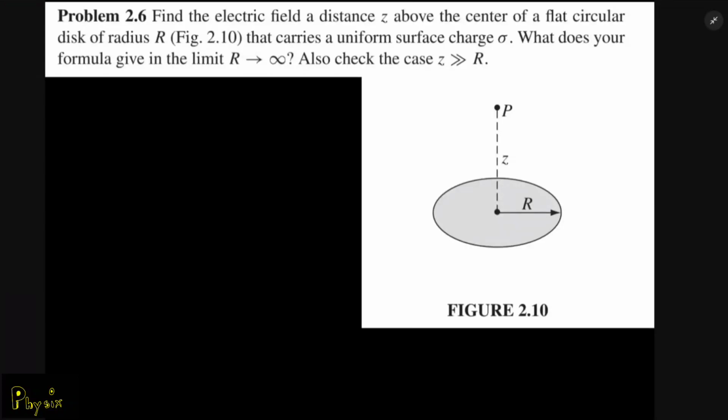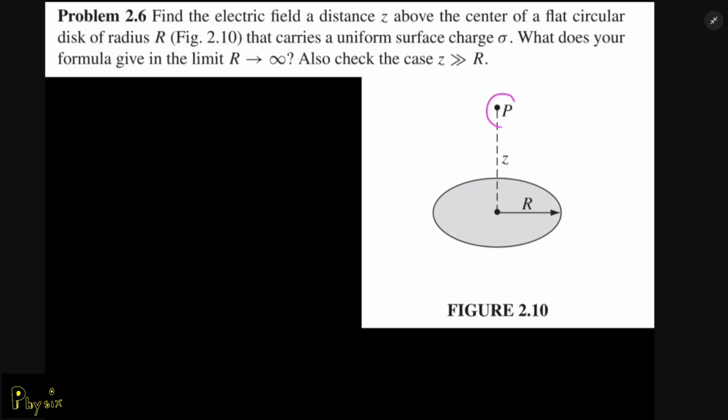Today's problem is from Introduction to Electrodynamics by David Griffiths, and it is from the 4th edition. The problem states that we need to find the electric field at a distance z above a flat circular disk of radius R that carries a uniform charge of sigma. What does your formula give in the limit R tends to infinity? And also check the case for z being much greater than R.